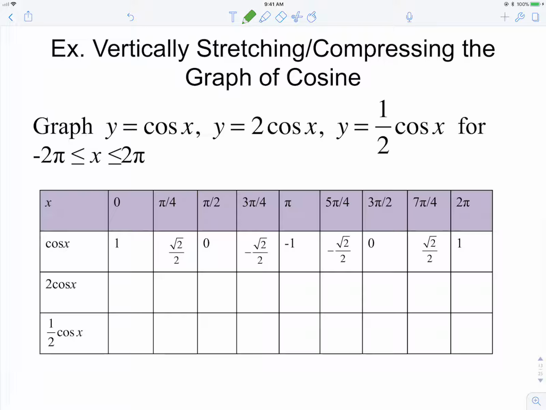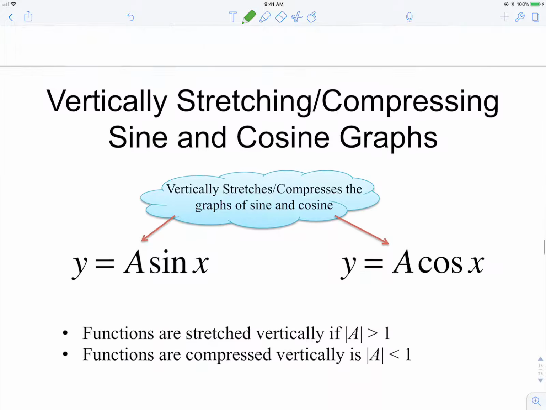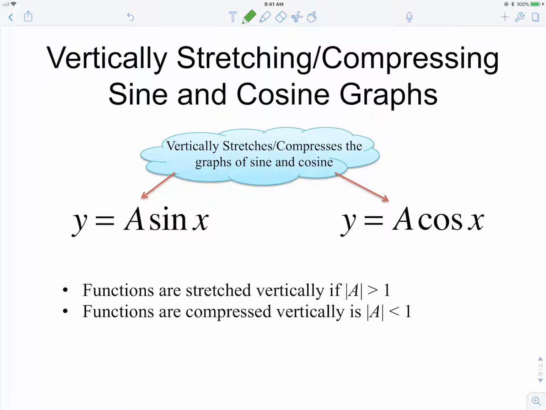And we'll skip this one. We skipped this one in class. It's just stretching cosine by a factor of 2 and compressing cosine by a factor of 2. So in general, the constant that sine or cosine is being multiplied by is going to stretch or compress the graph. If the absolute value of a is greater than 1, then it's going to vertically stretch the graph. If the absolute value of a is less than 1, it's going to vertically compress the graph. And if a is negative, remember that that's taking into account a vertical reflection, or a reflection about the x-axis.